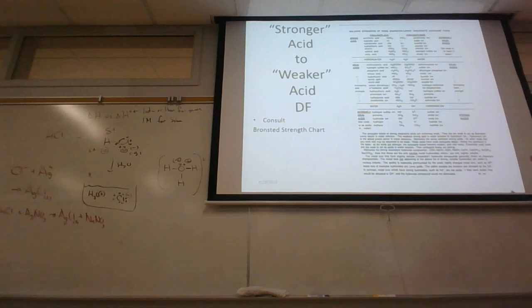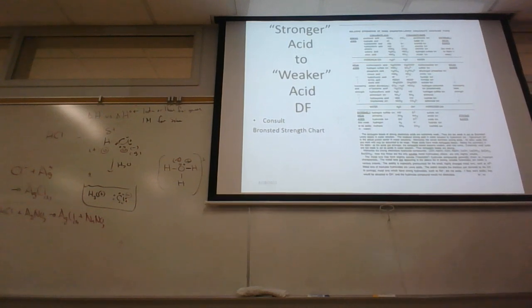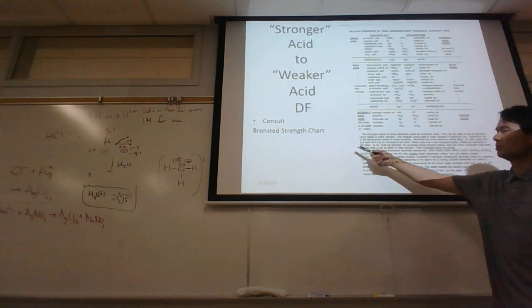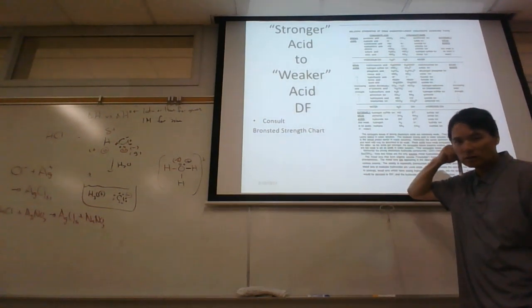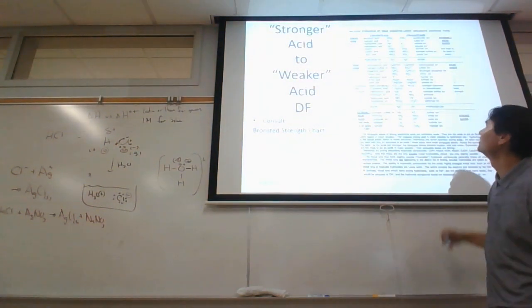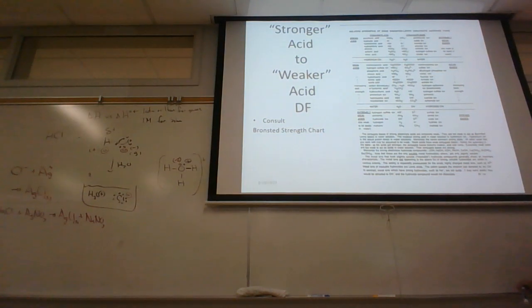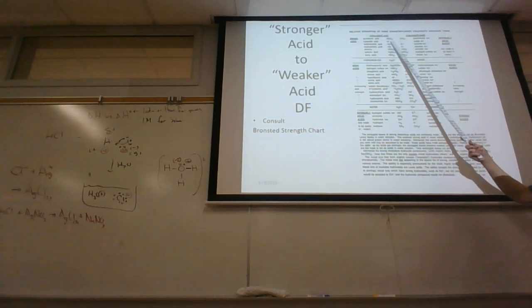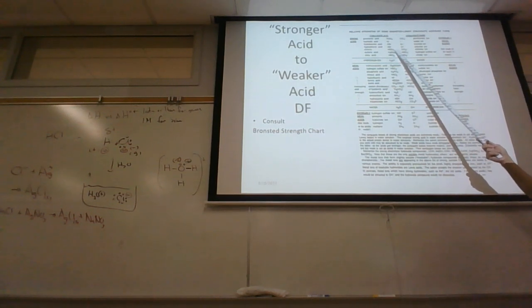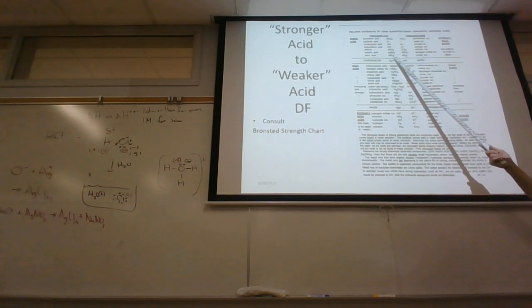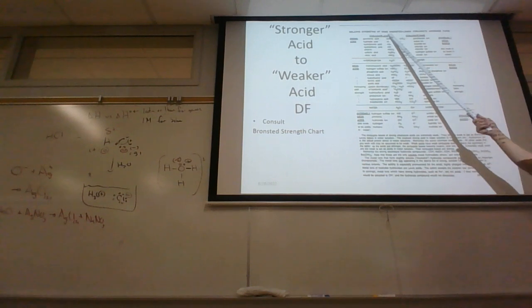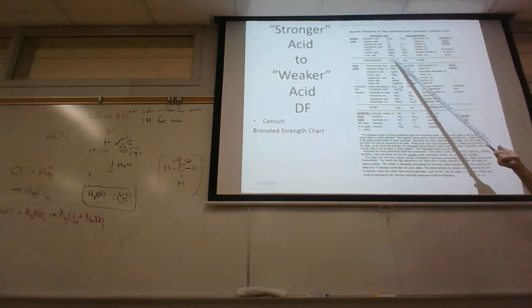And one of those would be stronger acid to weaker acid. And then typically what we do here is we just consult the Bronsted chart like this. Chart of Bronsted acids. A lot of people have the 7 common strong acids memorized. What are the 7 common strong acids? HClO4, perchloric, HI, hydroiodic, HBr, hydrobromic, HCl, hydrochloric, HClO3, chloric acid, H2SO4, sulfuric, and HNO3, nitric. So these are the 7 common strong acids. The rest are weak.